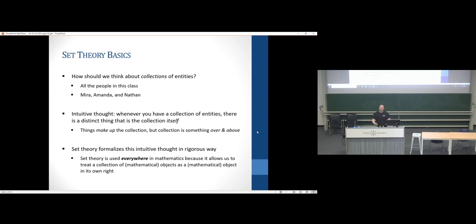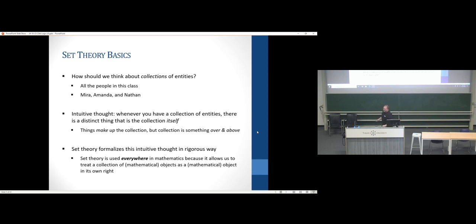And this is a rough and ready idea. You might push against it, but there's something intuitive to it. And set theory effectively formalizes this intuitive idea. And it formalizes it in a highly rigorous, really lovely way.